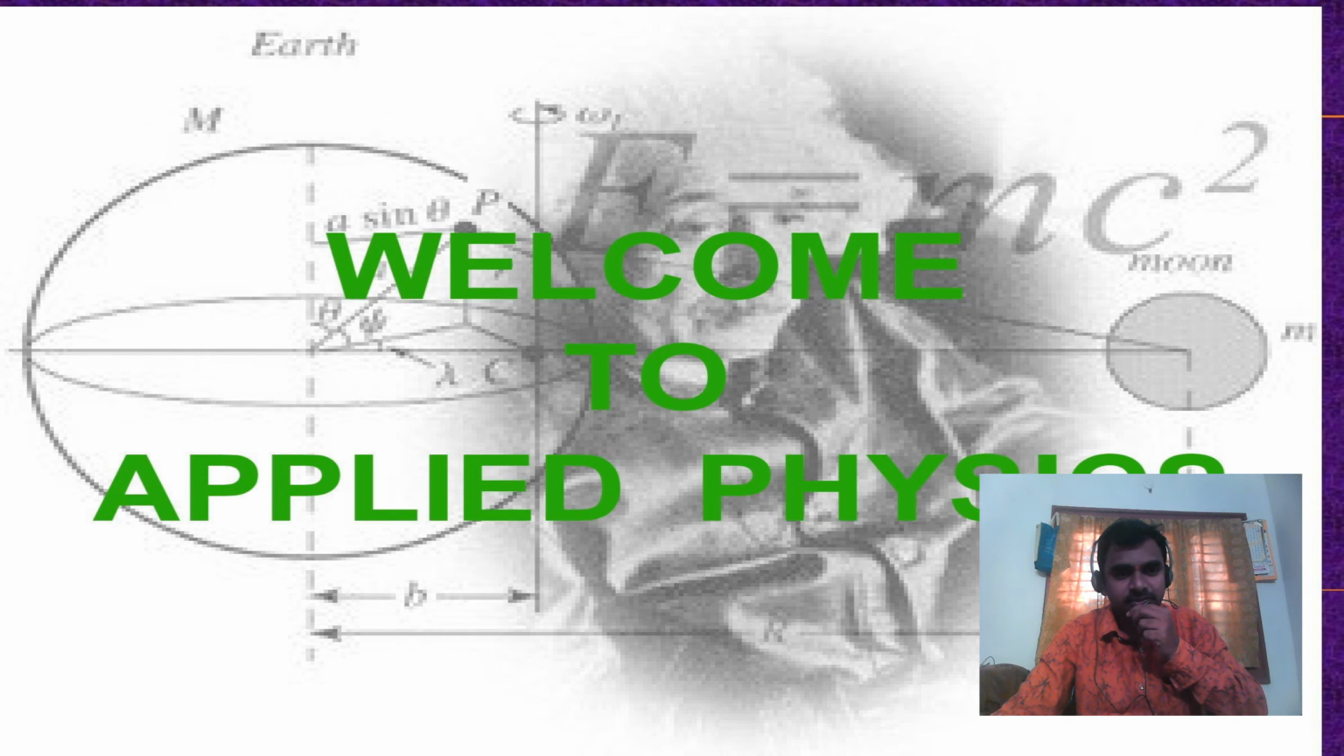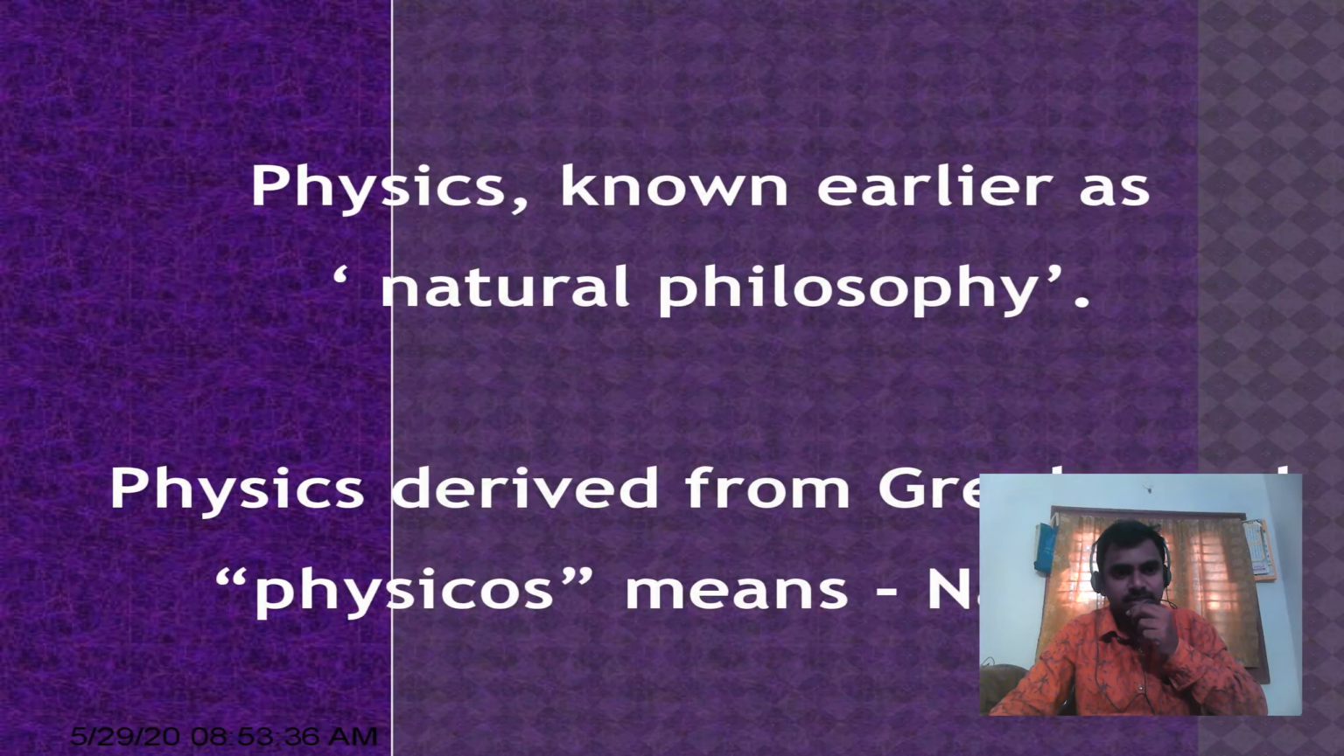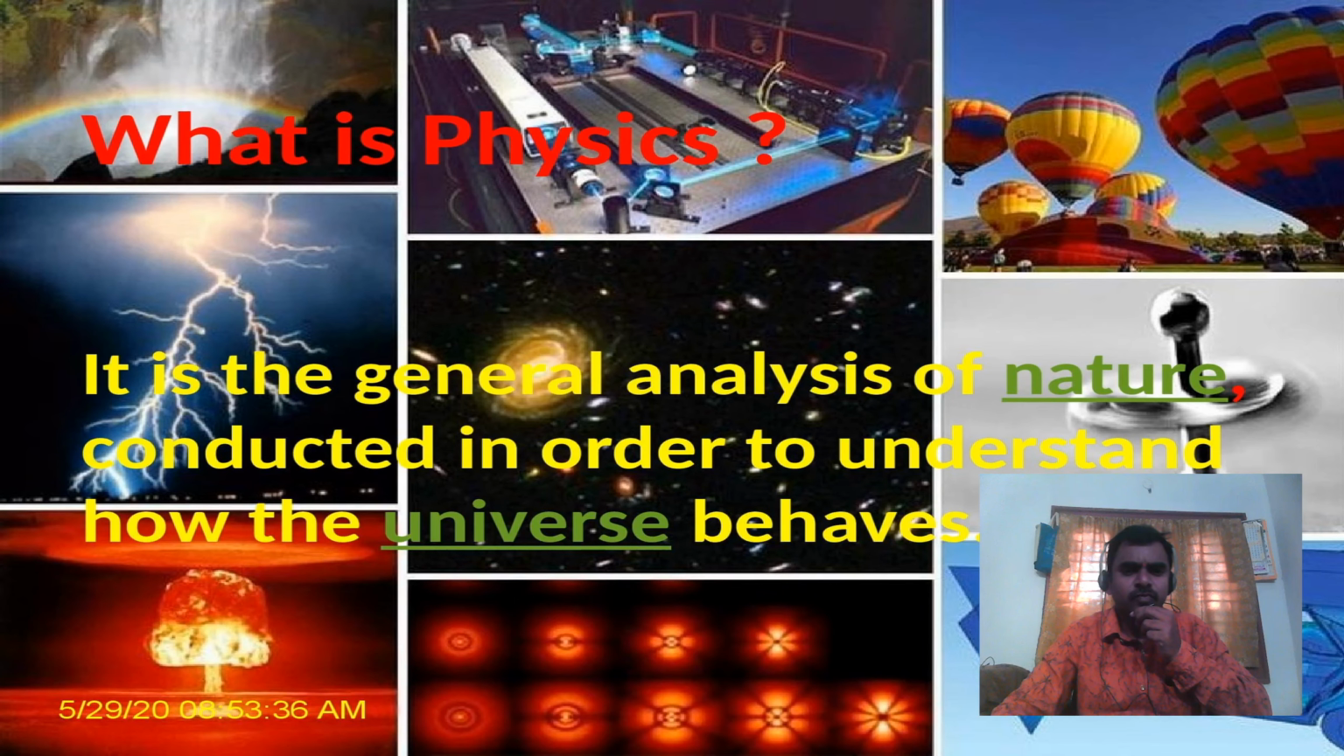Today I would like to give a small introduction about applied physics. This applied physics is for circuitry branches. First of all, I would like to tell the physics definition. Physics, known earlier as natural philosophy, is derived from the Greek word physico, meaning nature. What is physics? It is the general analysis of nature conducted in order to understand how the universe behaves.